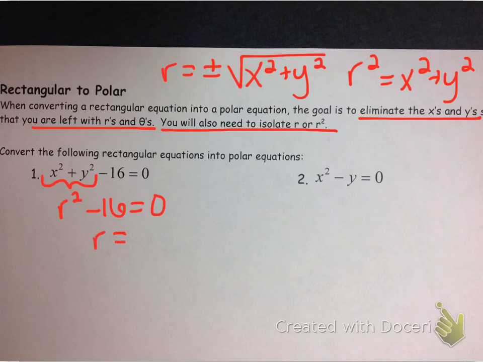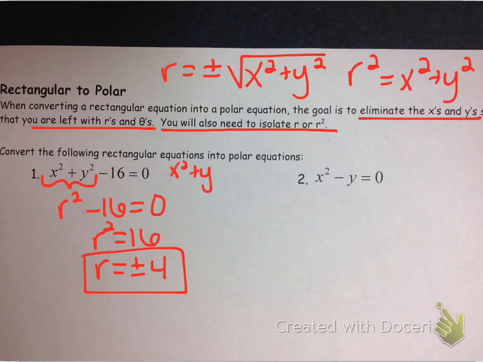And then the only thing you would need to do is add the 16 to move it to this side, and then go ahead and take the square root. So r is plus or minus 4. So just like the circle equation that I just did in the previous chunk of problems, where r was equal to 3, that was a circle. This is a circle. This was the circle x squared plus y squared is equal to 16. So a circle centered at the origin with a radius of 4. And so we've just confirmed that.